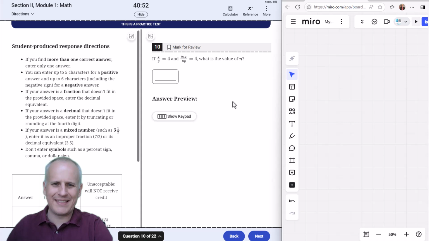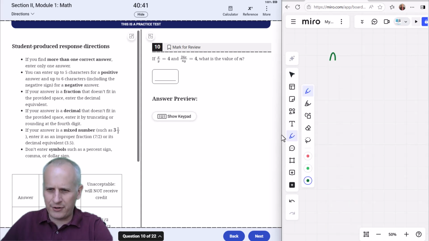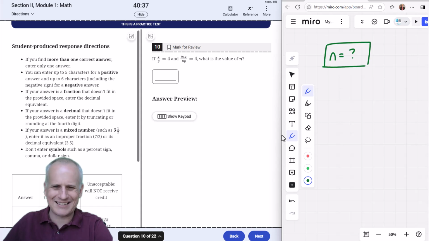And I will admit that you're probably going to need to write this out to recognize what's happening. So we are being asked for what n is. We always want to note what we're being asked for first. So n is what we're being tasked to solve for. Box that off so I don't lose sight of it. And I see that x over y is equal to 4.